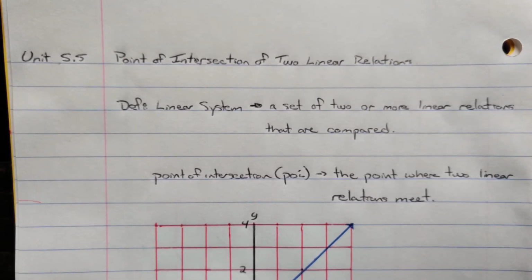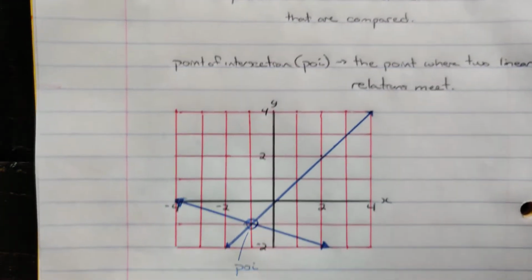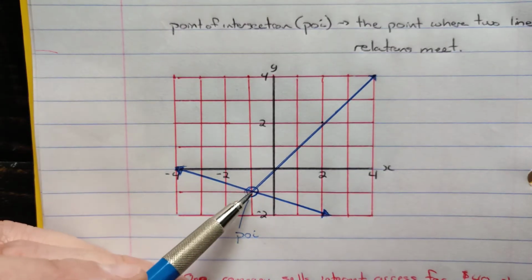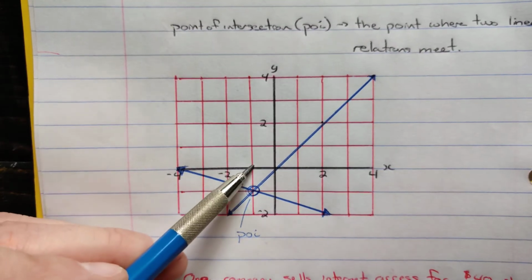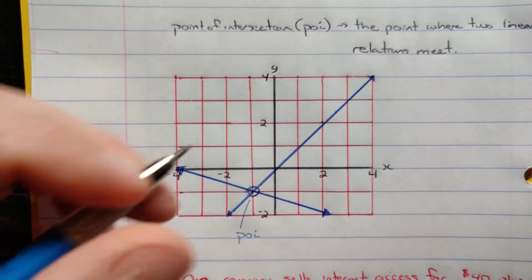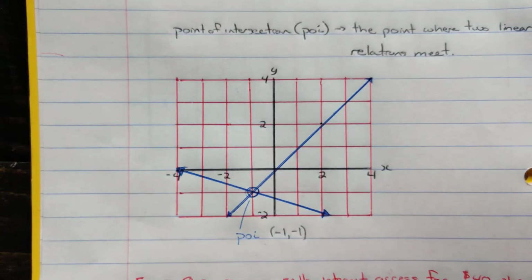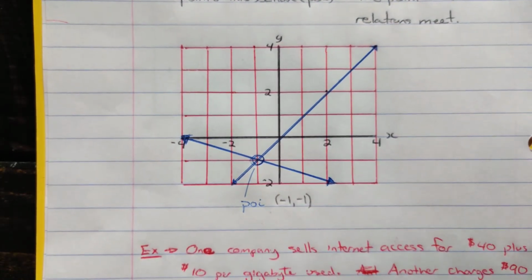The lines meet at what is called the point of intersection. I usually abbreviate that to POI. And so that's just, again, where they meet. So for an example, here we have two linear relations, and they cross here at -1 and -1. So the point of intersection is -1, -1. And we often just write POI and then the point when we're listing it. Again, you can write point of intersection, but I find sometimes it's just easier to write POI.